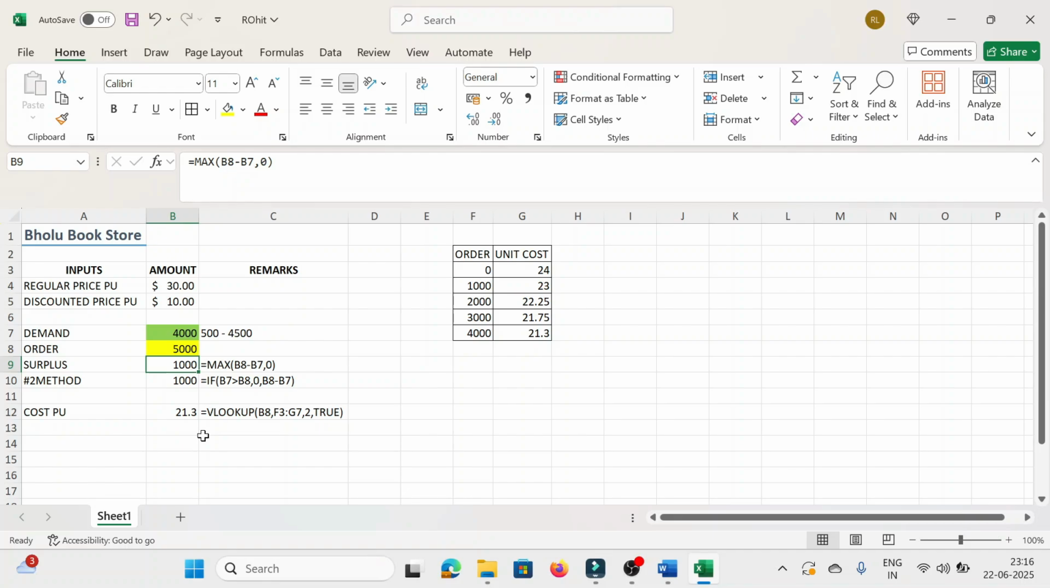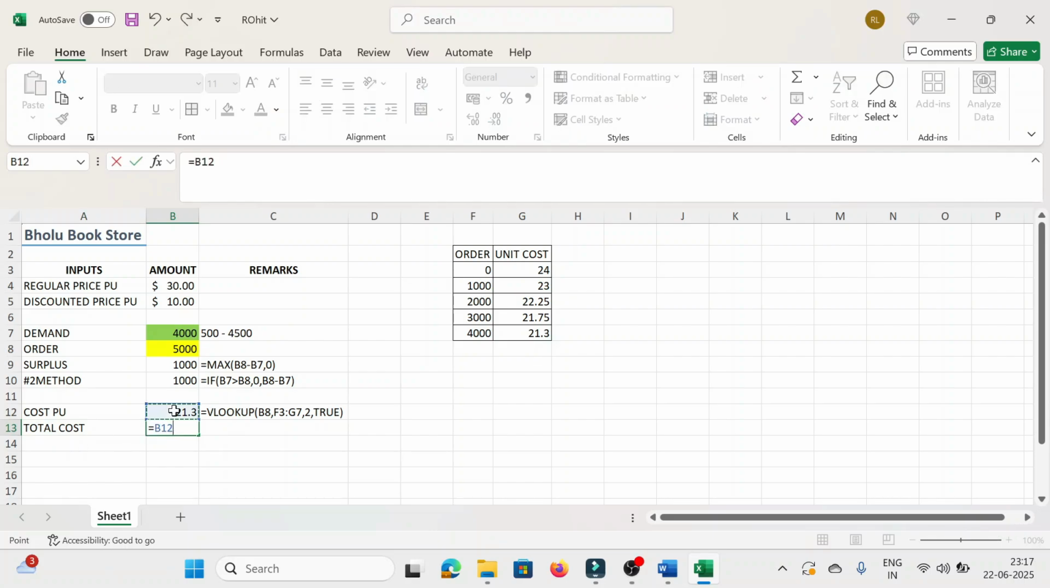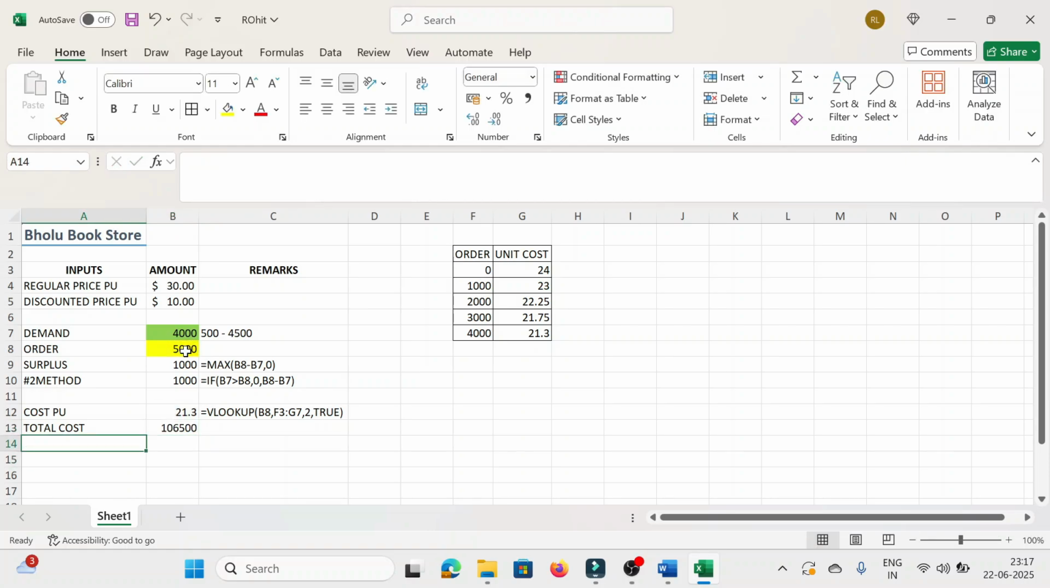Moving towards the more important part now, I want total cost. So total cost value would be this value into number of order. So this way I will find my total cost.